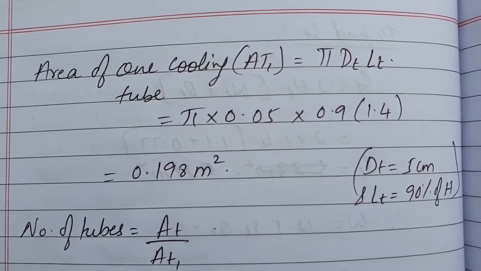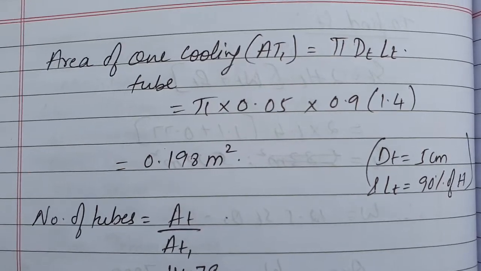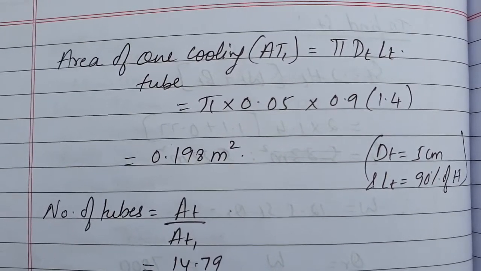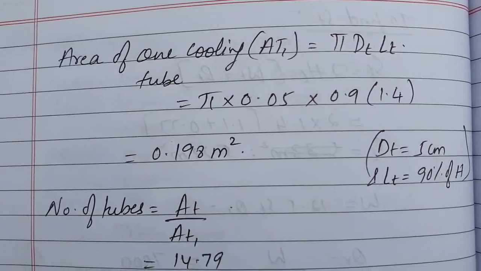Lt. Dt, if it is not given, by default you can take it as 5 centimeter, and Lt, if it is not given, you can take it as 90% of total height of transformer tank.